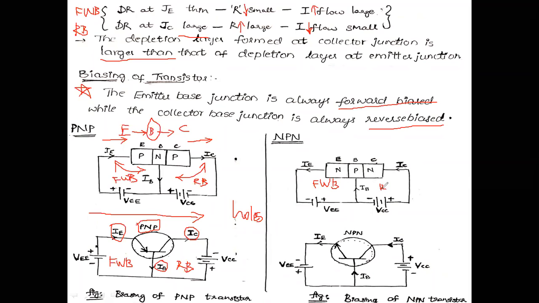That means whether we are using a PNP type of transistor or an NPN type of transistor, we are supposed to give the biasing condition for the input circuit, that is, the emitter base junction should be forward biased and the collector base junction should be reverse biased.